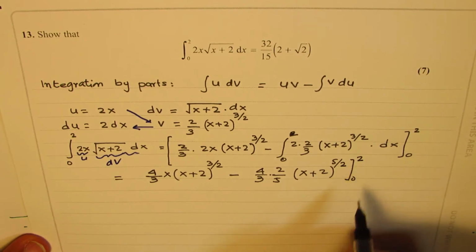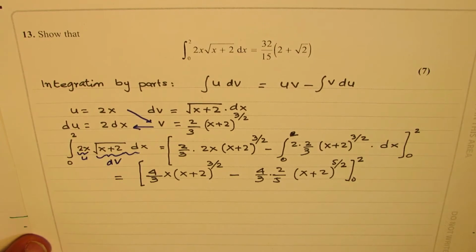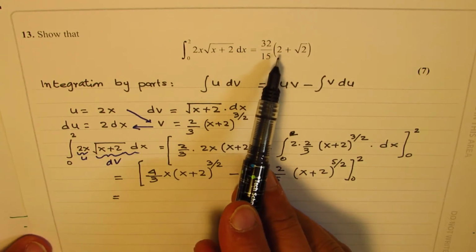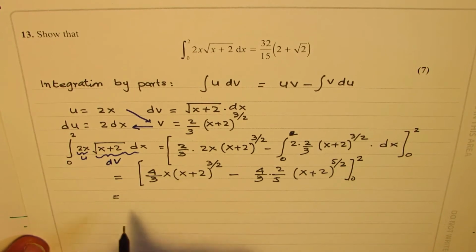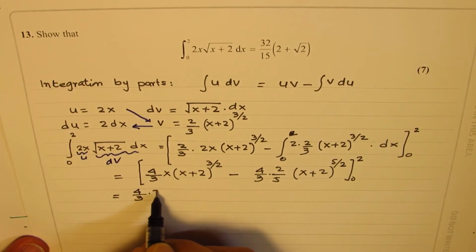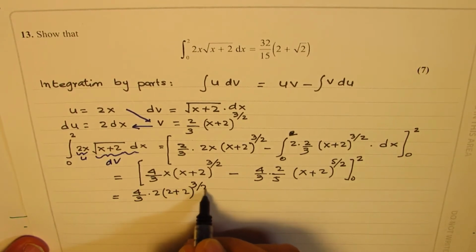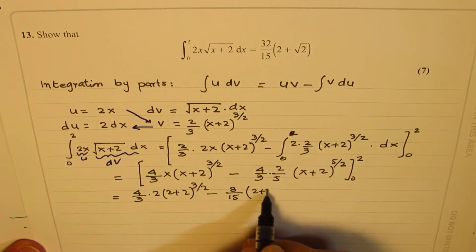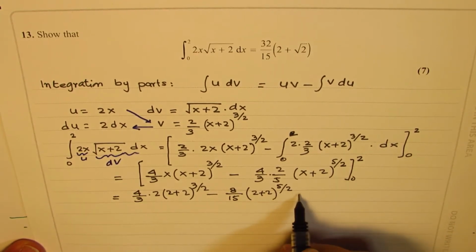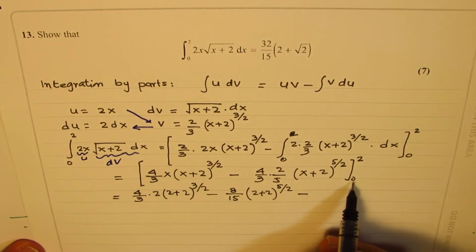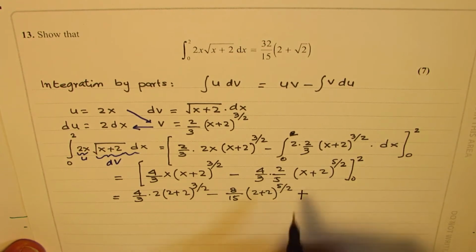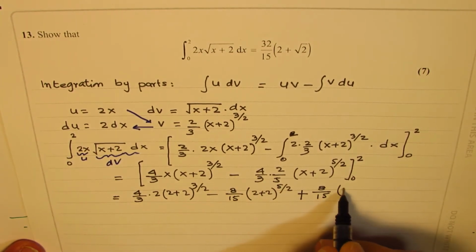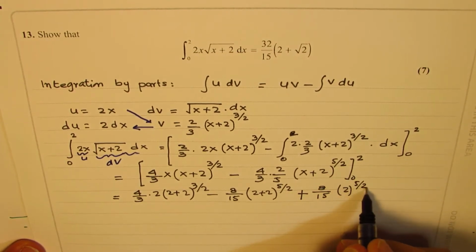Okay? So that becomes the definite integral. Now we can substitute 2 for x and 0 and get our solution. We need to show that this solution is 32 over 15 within brackets 2 plus square root 2. So when you substitute 2, here you get 4 over 3 times 2 times 2 plus 2 to the power of 3 over 2 minus, let me write this as 8 over 15, 2 plus 2 to the power of 5 over 2 minus, now you substitute 0 here, the first term is 0, and when you substitute 0 here, this minus and minus becomes plus, and you get 8 over 15, 2 to the power of 5 over 2, right.